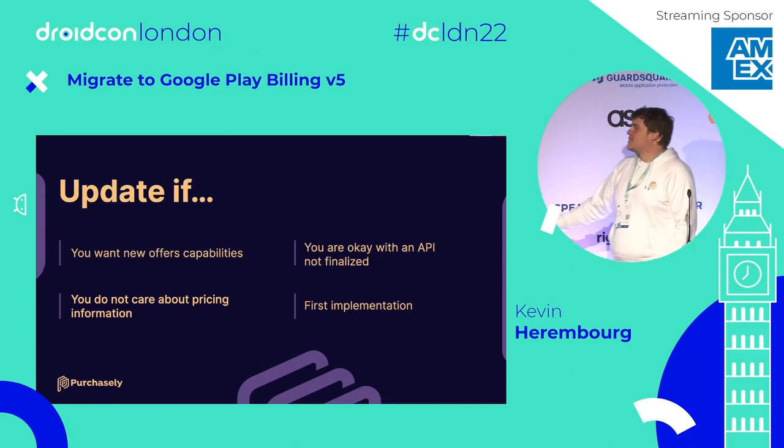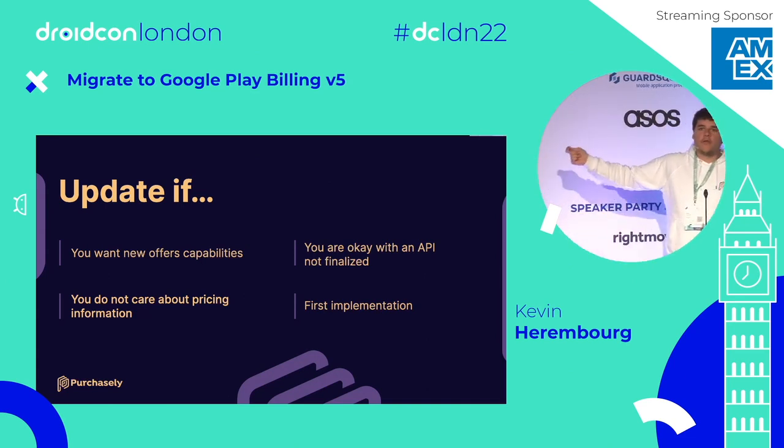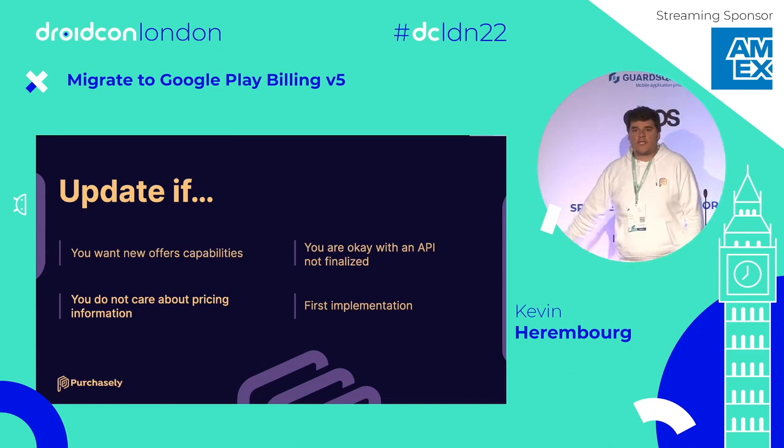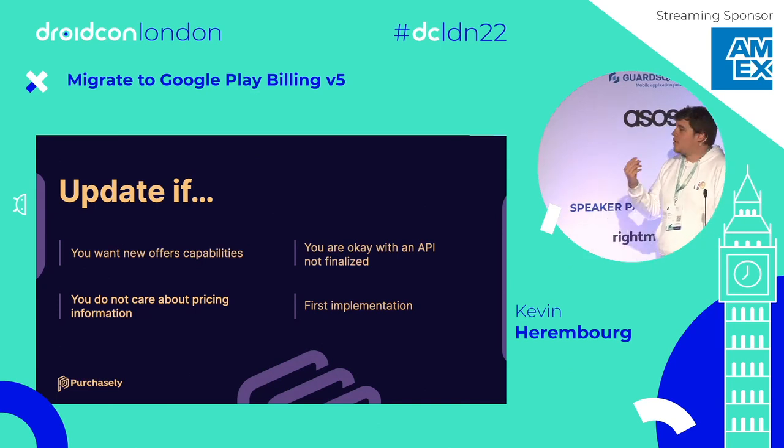And I will only suggest it if it's your first implementation of Google Play Billing. Because if it's your first implementation, go directly with Google Play Billing v5. You will have all that you need.